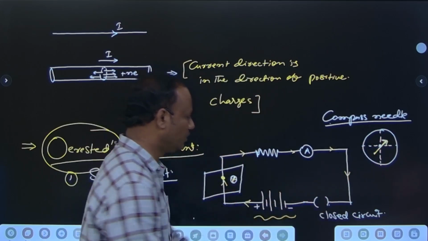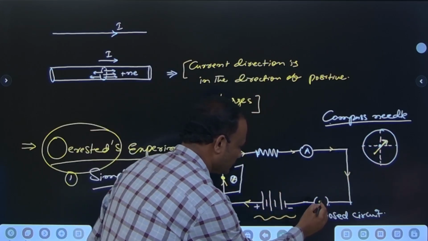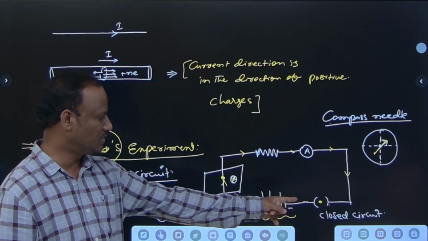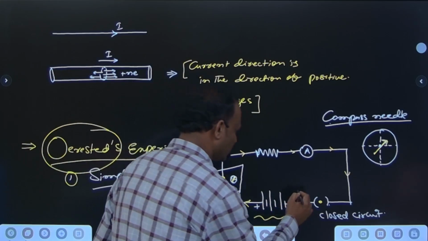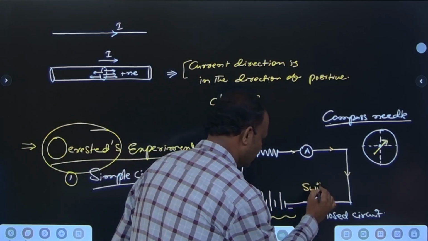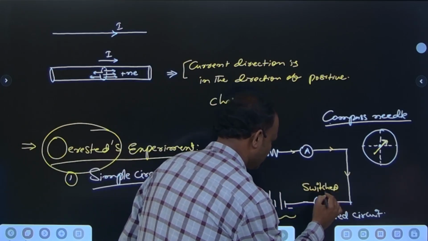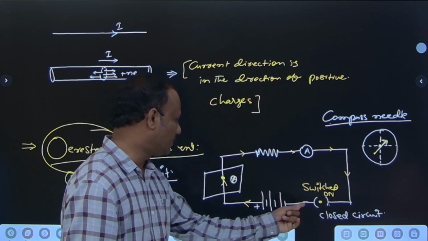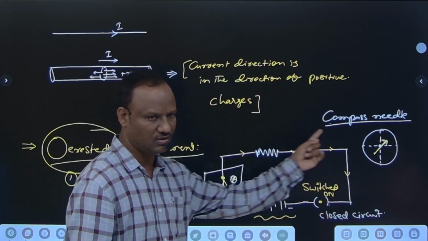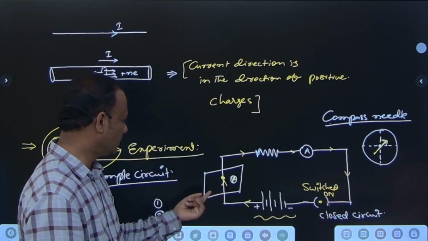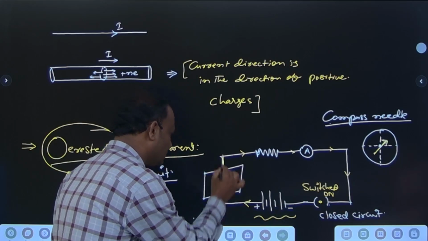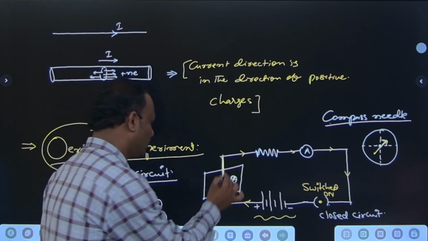Now this same compass is placed here. Now I am allowing the current to pass through it, which means the circuit is switched on. In the switched on circuit, the current will be passing in this direction. When current is passing through here, everything is there, but I am talking about this part.